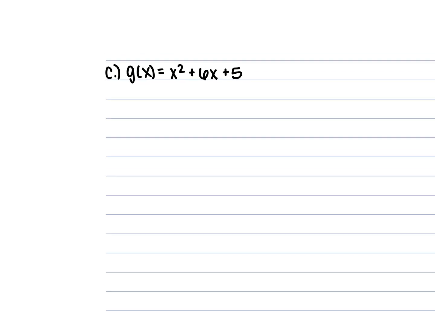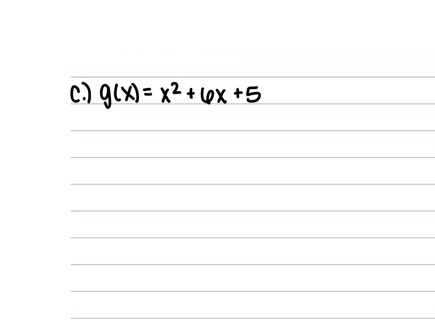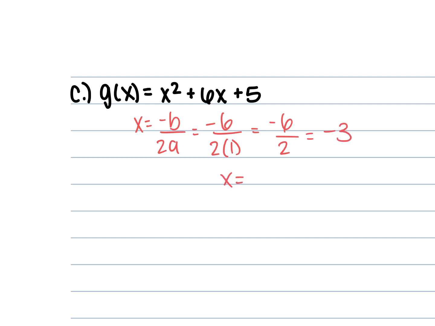Okay, so to start, I plugged in the -b over 2a, and I got -6 over 2 parentheses x. Then I simplified it to -6 over 2x. Wait, the a value is 1. Oh, yes. Correct. And then I got -6 over 2 times 1, and I simplified that to -3. And that was my x value, so I plugged that back in, and I got -3 to the power of 2.